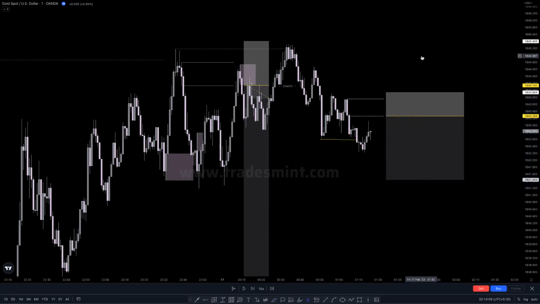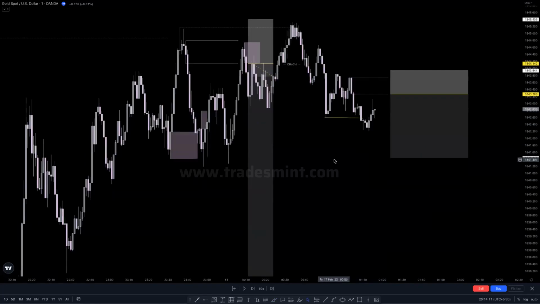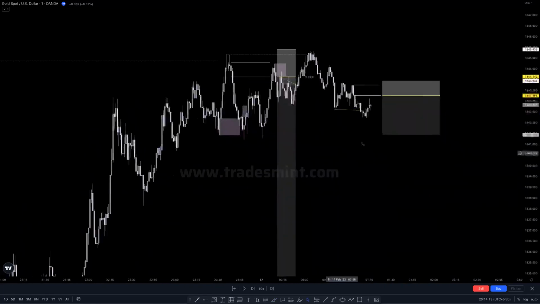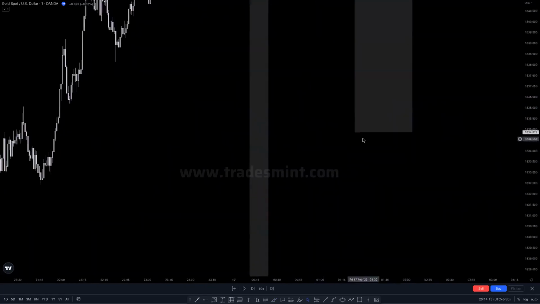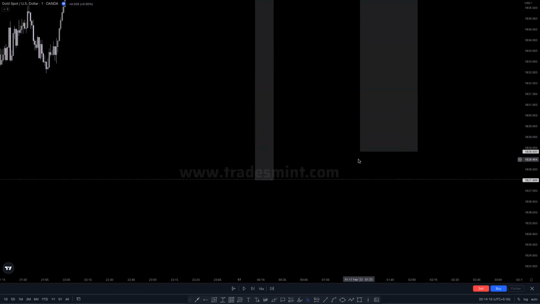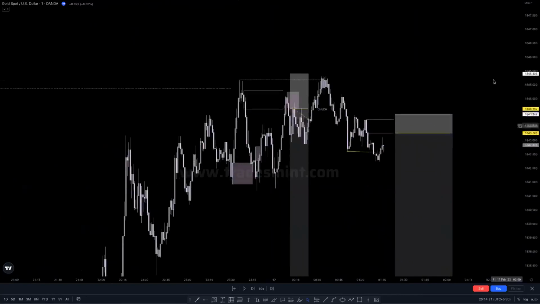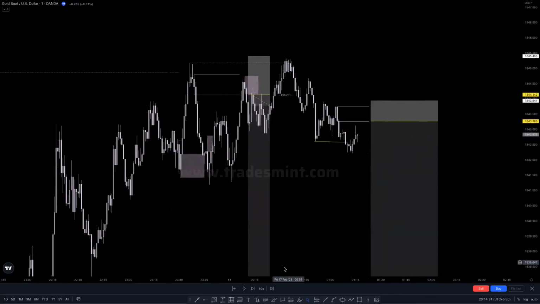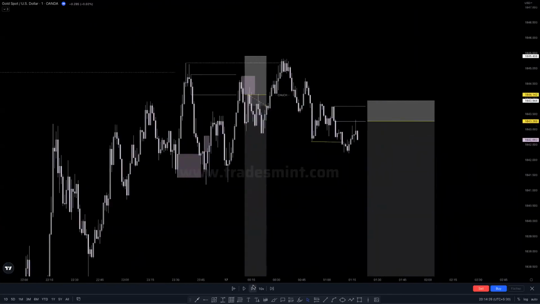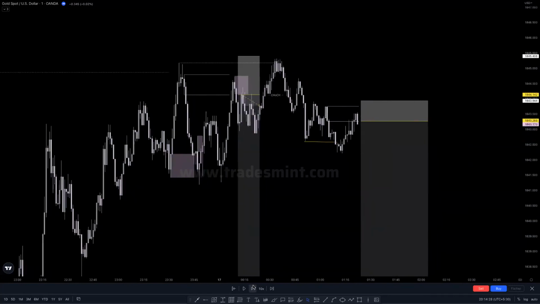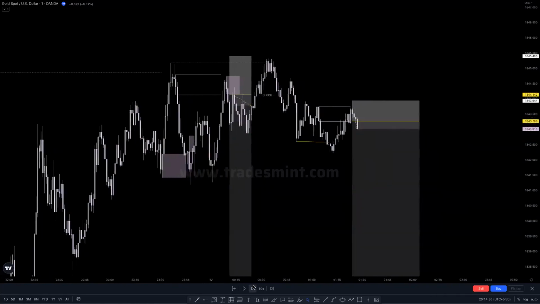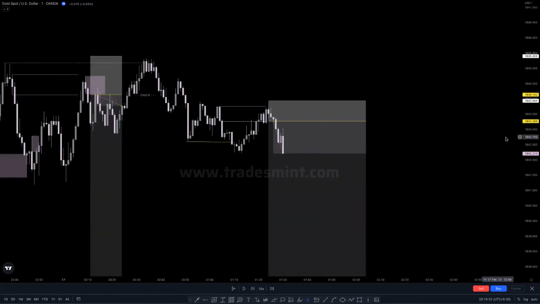So let's see what happened next here. And your target is the 15-minute major low, which is here. Okay, let's see. Okay, your entry is mitigated here. All right.